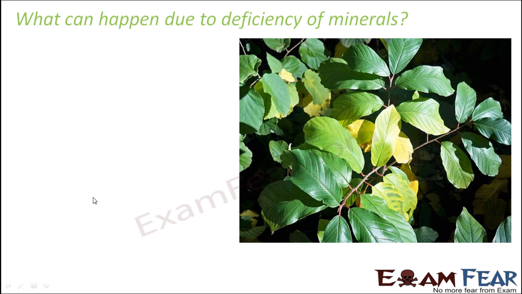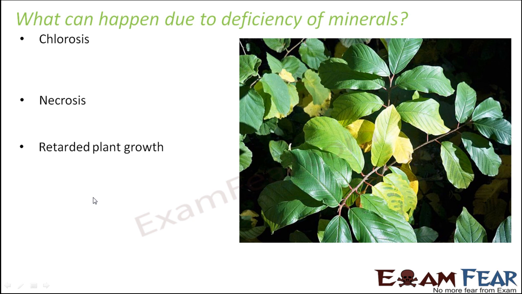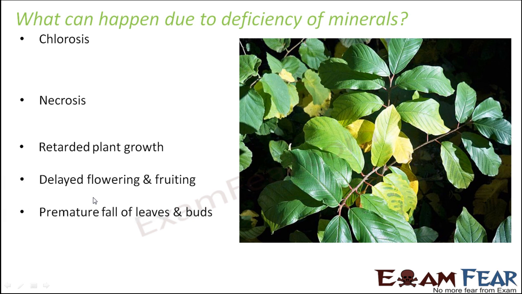Now, based on whatever we have studied so far, what can you tell about the consequences due to deficiency of minerals? What will happen if a plant is short of minerals? I'm talking about general consequences, not only one specific mineral. We can see chlorosis can happen. What is chlorosis? We'll see that. Necrosis can happen, retarded plant growth, delayed flowering and fruiting, premature fall of leaves and buds, inhibition of cell division. So these are some of the common consequences that can happen to any plant due to deficiency of one or more minerals. So let us see what each of these is.